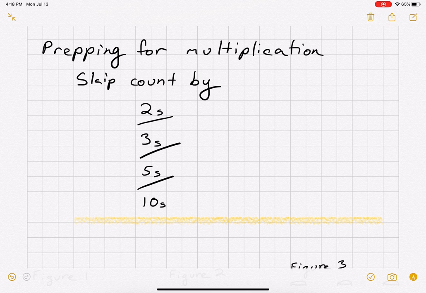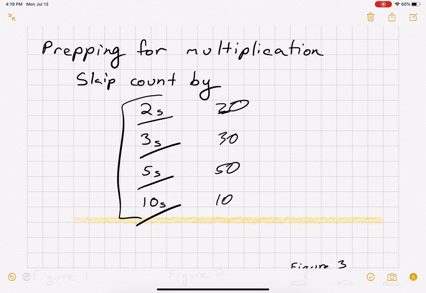Fives. 5, 10, 15, 20, 25, 30, 35, 40, 45, 50. And by tens. 10, 20, 30, 40, 50, 60, 70, 80, 90, 100. If you can't skip count by these, you're going to need to do some extra practice at that. For twos, you should be able to go up to 100, but you can stop at 20. Threes, stop at 30. Fours, 50, 100. And fives, 100. You should be able to get up to 100 as well, but stop at those numbers.